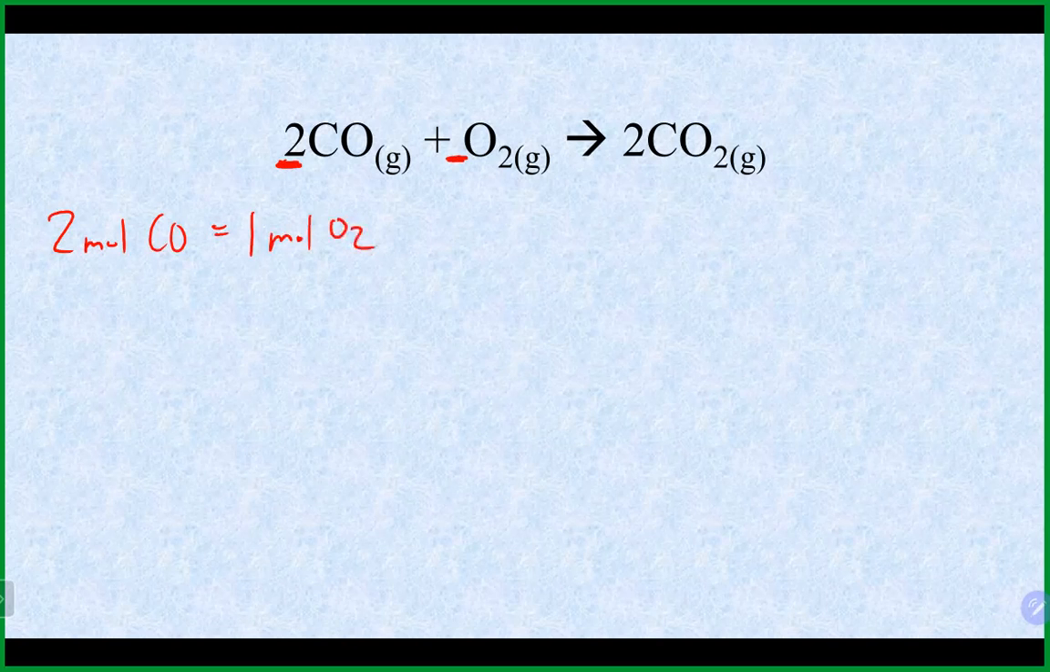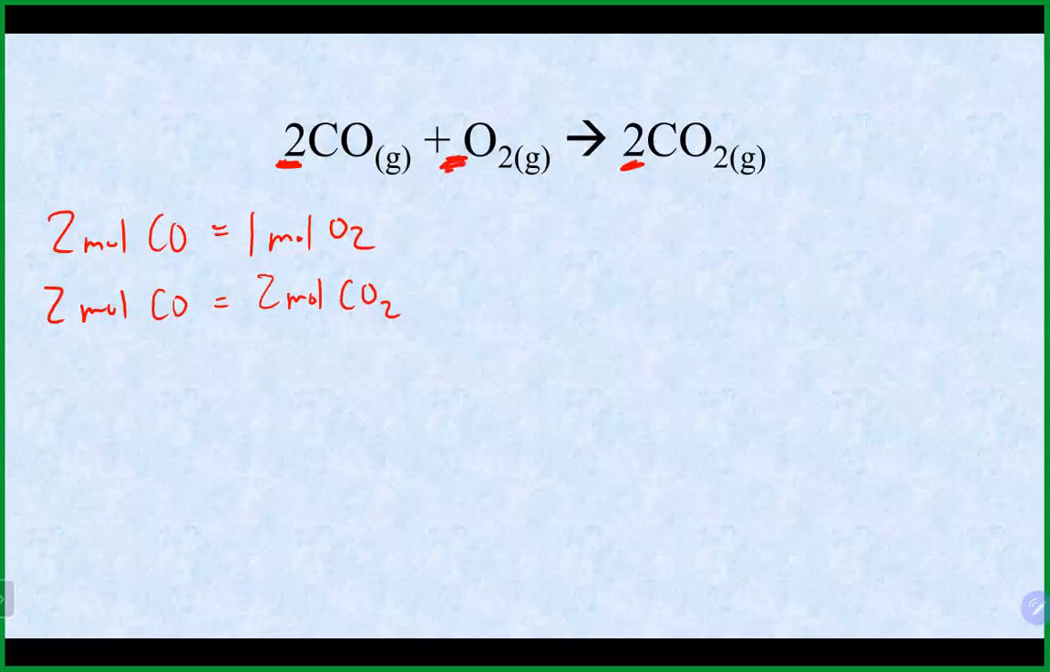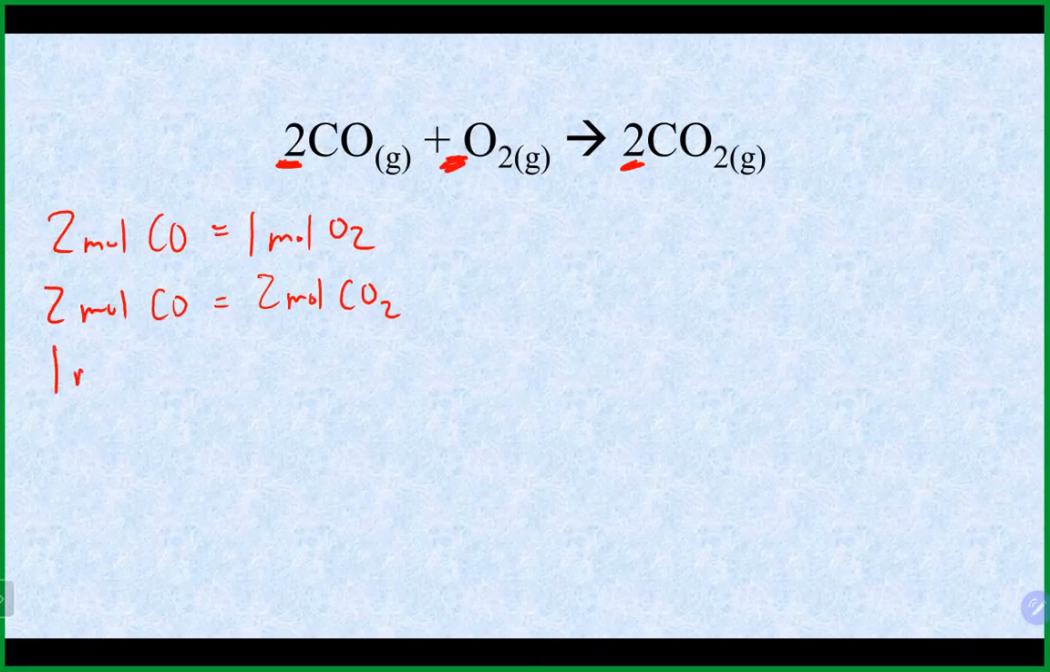I could also say for every 2 moles of CO that I toss in there, I will get out 2 moles of CO2. And again, these relationships are nothing more than the balanced coefficients from the equation. And I could also say for every 1 mole of O2, I should get out 2 moles of CO2.